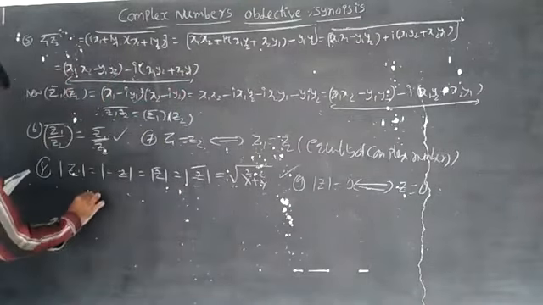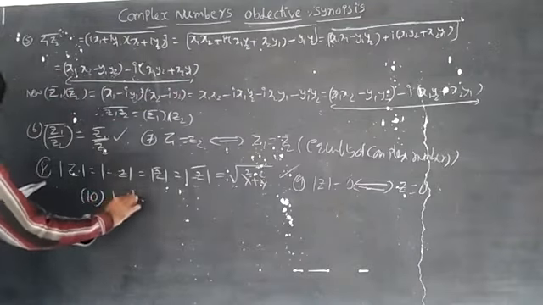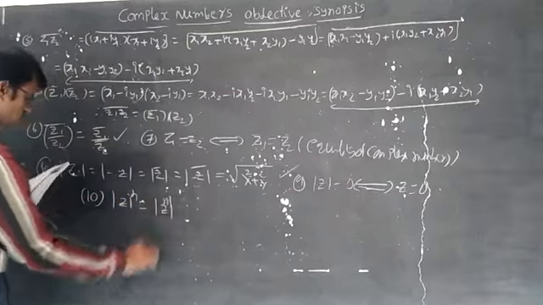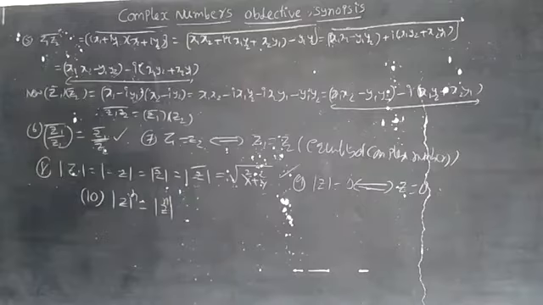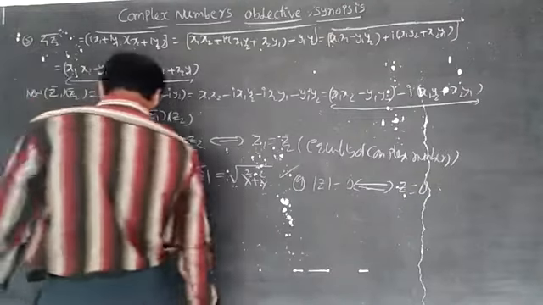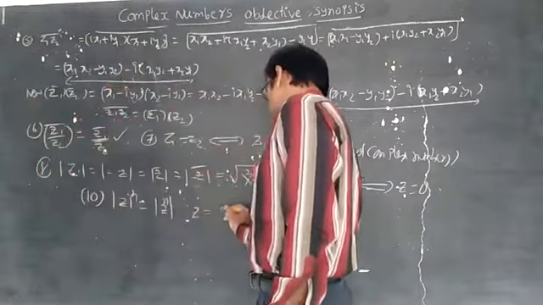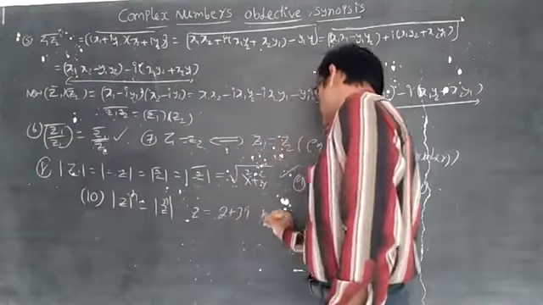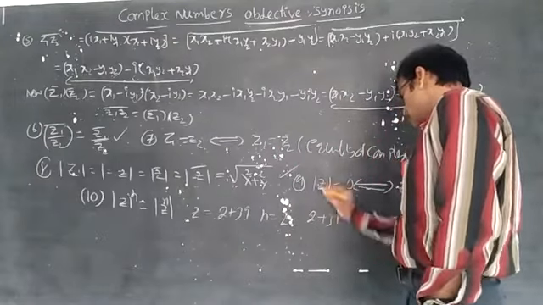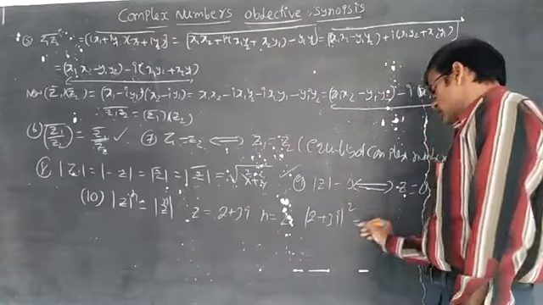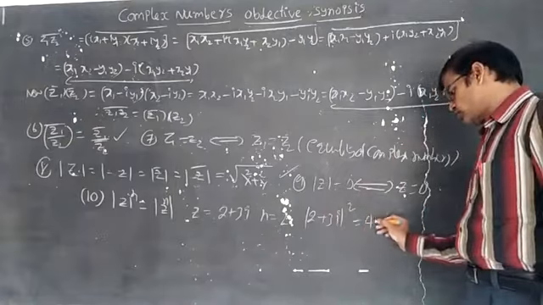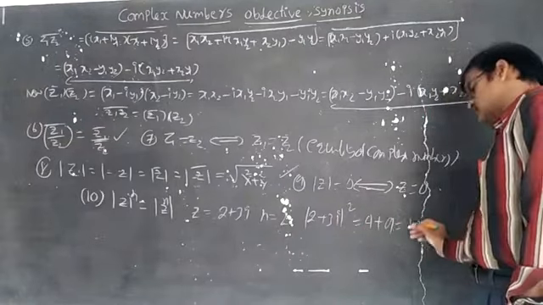Now, next one. Modulus of z power n. Modulus of z power n is equal to, you can put like this, mod z power n. Let us take any complex number. Let us try to understand, students, that z is equal to 2 plus 3i, n is equal to 2. So 2 plus 3i whole square. What is meant by modulus of 2 plus 3i? It is the root of 4 plus 9, so it is 13.